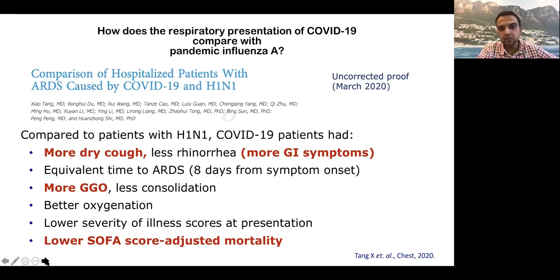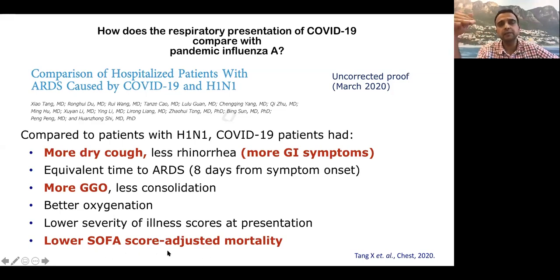So generally, patients with COVID-19 had more dry cough and less rhinorrhea. This is something that we already know. But their time to ARDS is equivalent, 8 days from symptom onset. So both groups of patients had a similar course. The patients with SARS-CoV-2, all the red, applies to the COVID-19s, had more ground glass opacity, which is basically the opacity that I showed you, with less consolidation. They had better oxygenation, lower severity of illness, and a lower SOFA-adjusted mortality.